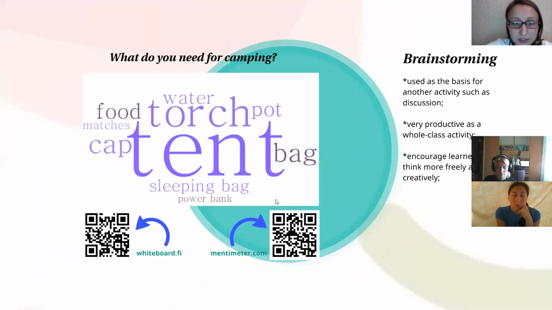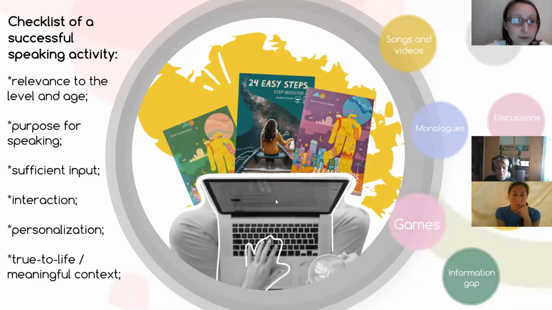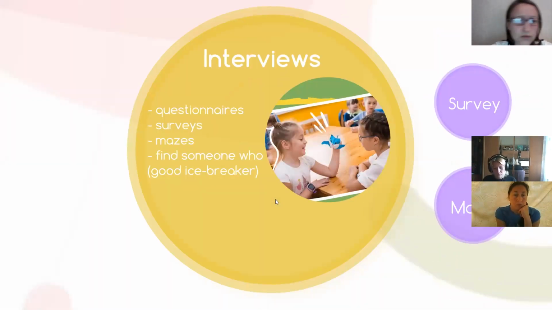Yeah, different kinds of discussions might be. Okay, let's go next. Interviews. Yeah? Interviews might be different. They can be different kinds of surveys, mazes, find someone who. We all know find someone who. That is actually a good icebreaker, and it actually can be adapted to any age and level.